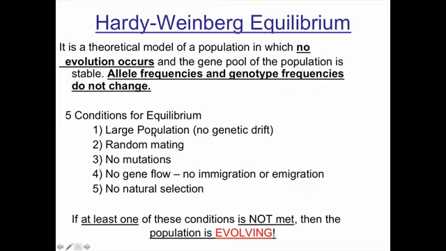The population has to be large, so that way no genetic drift can occur. There has to be random mating. There has to be no mutations. No gene flow. That means no individuals can leave and no new individuals can come in either. So no immigration, no emigration. And of course, no natural selection, because we know that's a driving force for change right there. So no natural selection. If even one of these is not met, then that means a population is evolving.